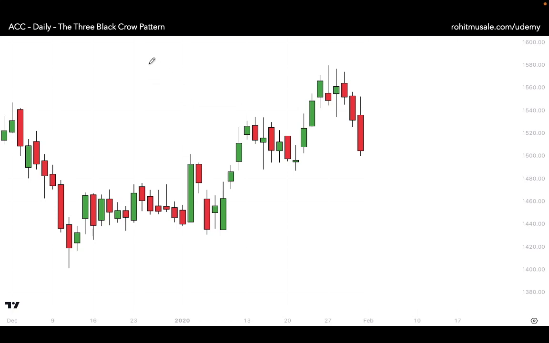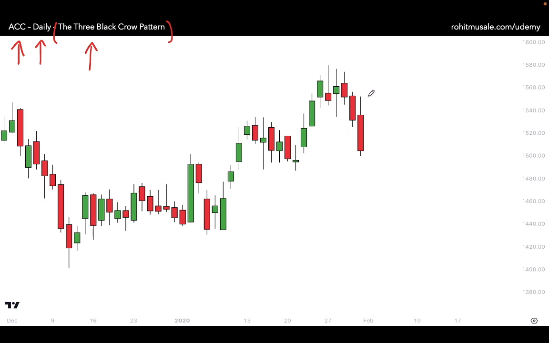In this video, we will look at the three black crow pattern. This is a daily time frame chart of ACC. The three black crow pattern is the opposite of the three white soldier pattern. This is a bearish pattern, as you can understand from the name itself.